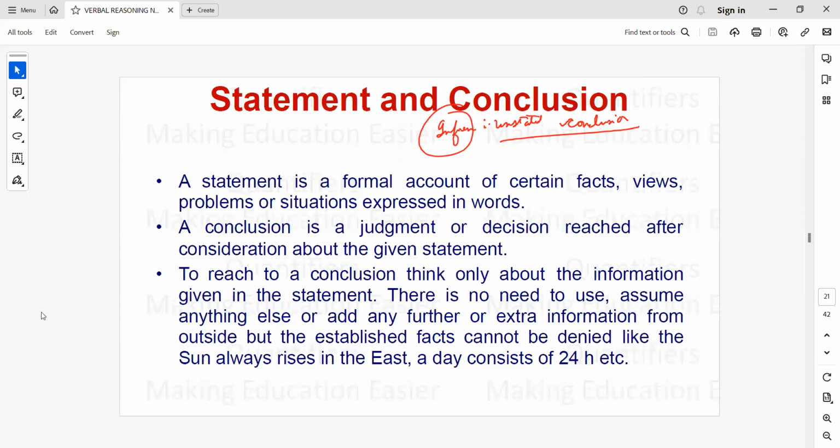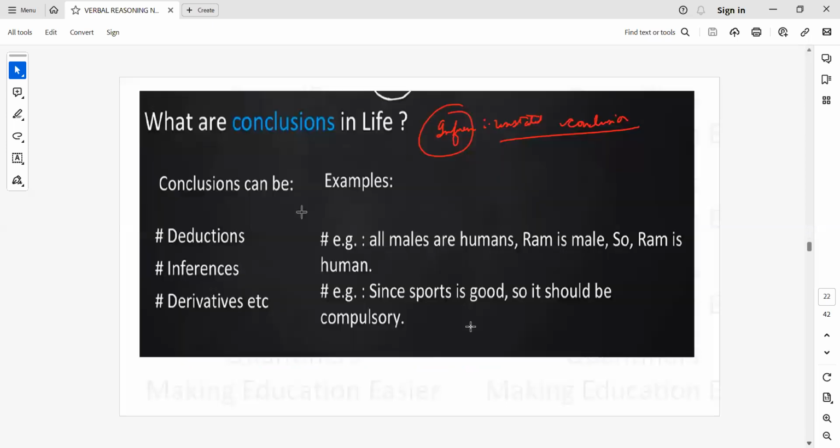So let's go to the next slide and I'm going to talk about this further. So what are conclusions in life? Conclusions can be something very simple. There are statements that are given to you, and anything that you can logically derive from the statement can be your conclusion.